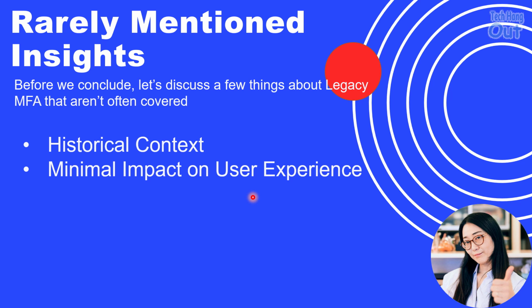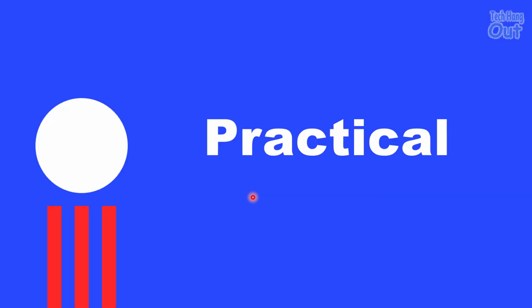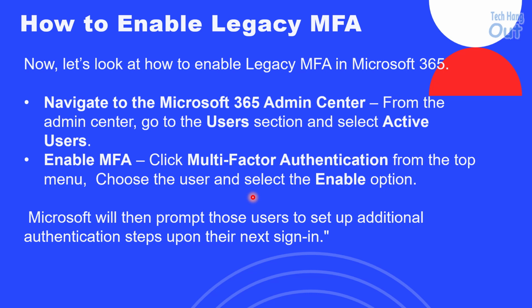Okay, so next on my slide is the practical. We're going to go through the practical briefly, but before I go into that, here are the steps that we need to take. We go to the Microsoft 365 Admin Center, then to the users section, select active users, and then click on enable multi-factor authentication from the top menu and follow the on-screen instructions.